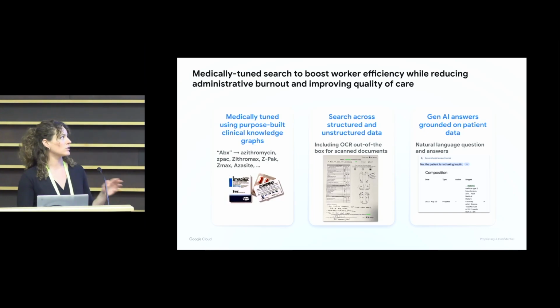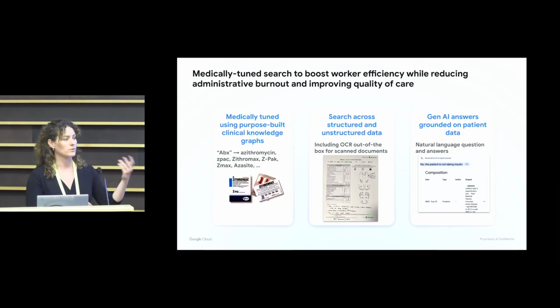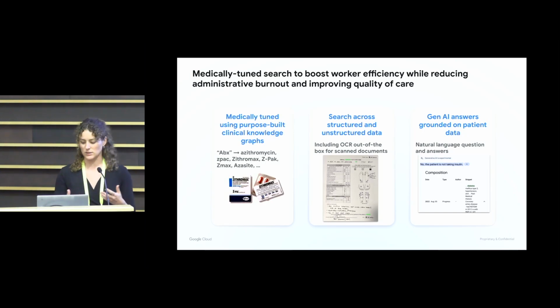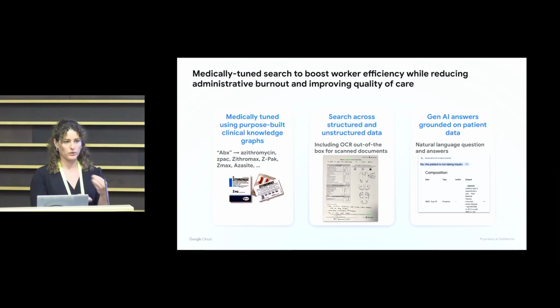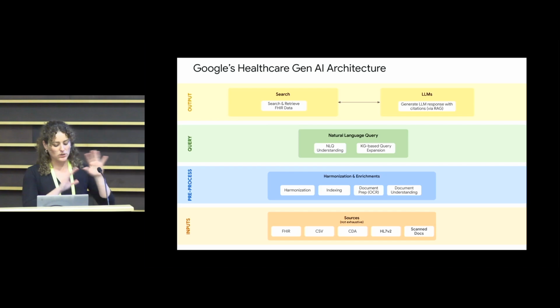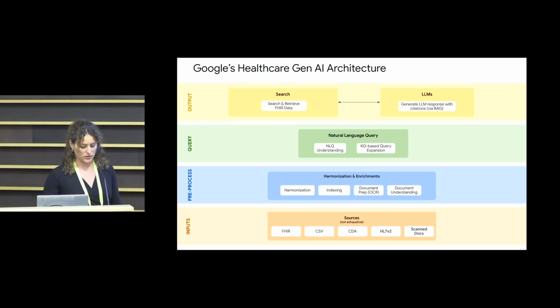So it's allowing you to first do this query expansion, then search over all the different FHIR resources, structured and unstructured. And then what we do is feed that into the LLM in order to get an answer. So what it allows you is to perform this natural language question answering, but all grounded in the FHIR data, and being able to provide citations based on that data. So this is overall the architecture that we have.